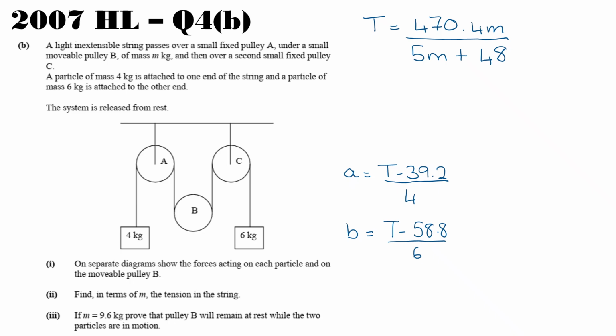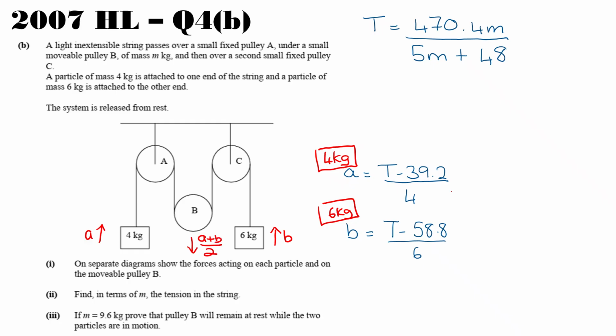So part 3 tells us if m equals 9.6 kg, prove that pulley B remains at rest while the other 2 particles are in motion. So I've just pulled through our expression for T from our previous part. And then this is the acceleration of the 4 kg mass, and this is the acceleration of the 6 kg mass. Remember, we have already decided that this was moving up and that was moving down. So we had our A, our B, and our (a plus b) over 2.